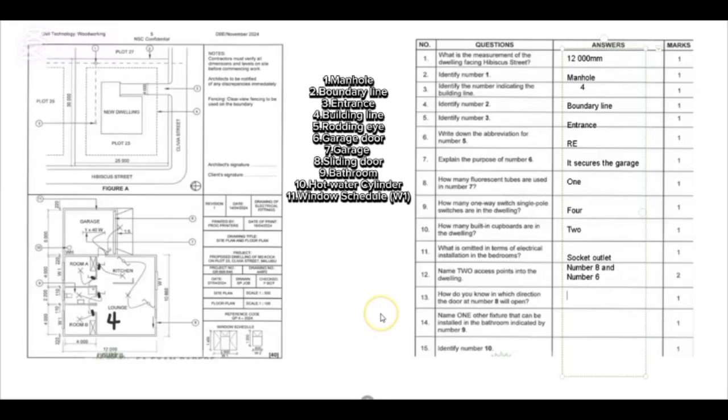Now moving on to question 14. Name one other fixture that can be installed in the bathroom indicated by number 9. So there are so many different options. You can install any of the following: bath or shower or either basin or wash hand basin. So the answer would be between bath, shower or basin.